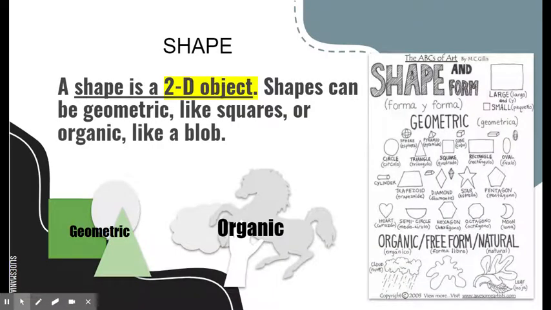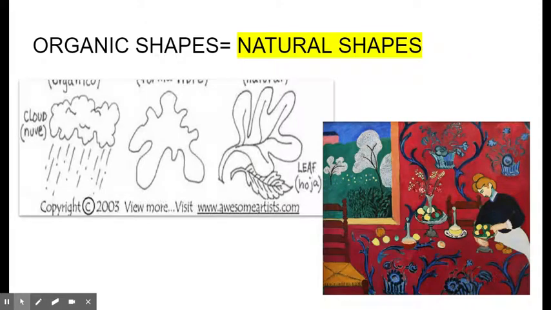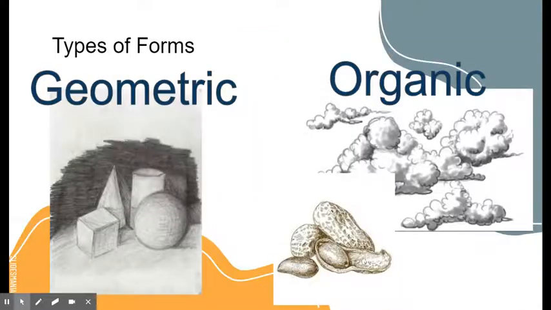Now, since we're talking about shapes, remember we have two types: geometric shapes and organic shapes. Now, when it comes to forms, you can have geometric forms and you can have organic forms. That is all.